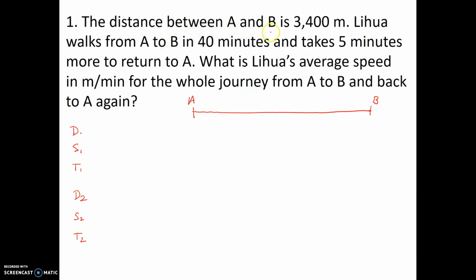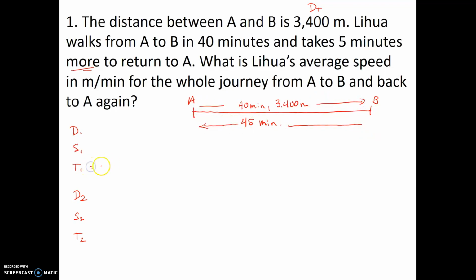So the distance between A and B is 3,400 meters. Okay, that's obviously my total distance. Lihua walks from A to B in 40 minutes. So she takes 40 minutes to get there and takes 5 minutes more to return to A. That more is key there, you guys. That doesn't mean that she takes 5 minutes to walk back, because that would basically be impossible. It means that she takes 5 minutes longer than she did before. So she's going to take 45 minutes on her way back, okay?